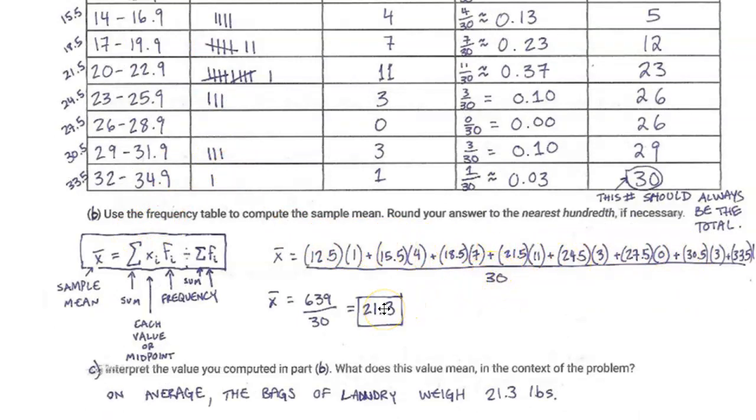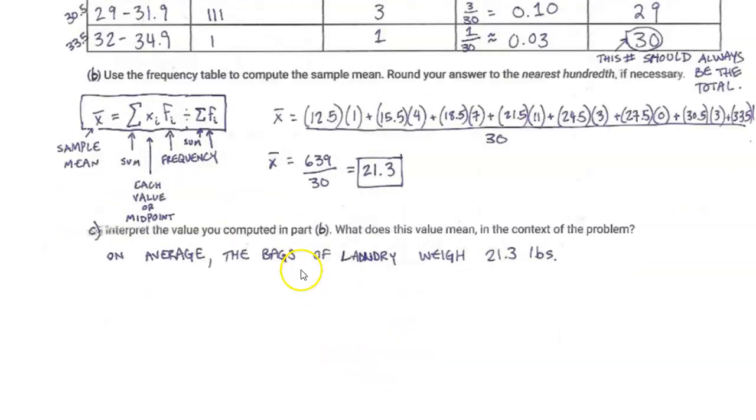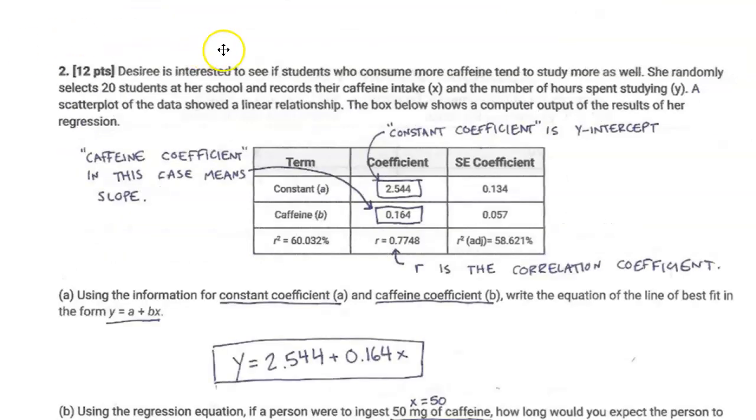frequency, I get 21.3. Now, the sample mean of 21.3 does represent the fact that, on average, all of these bags weigh 21.3 pounds. That should make sense to you because any other time we find a sample mean, it's the average value of the data set. Moving on to question number 2.